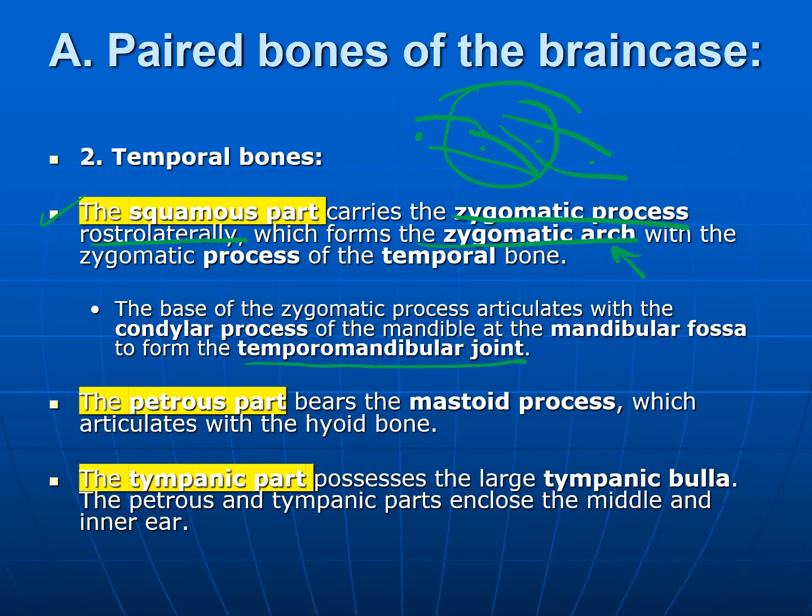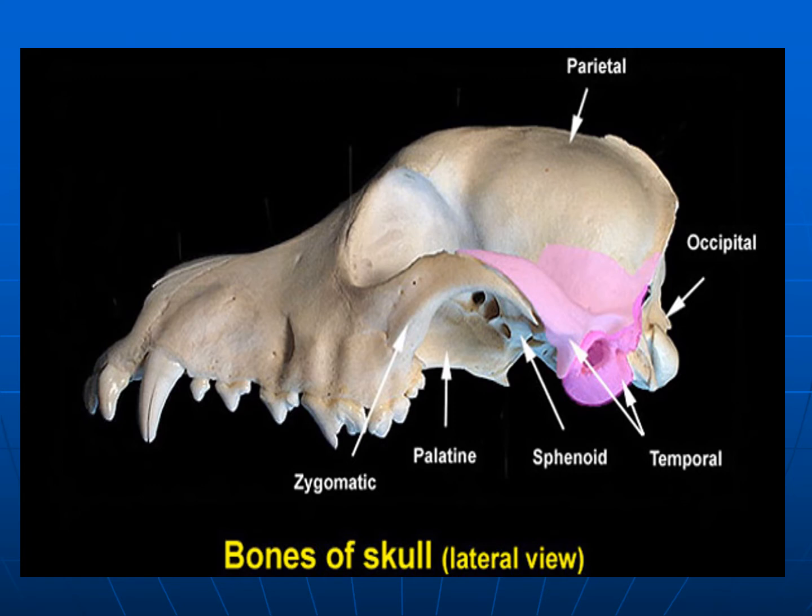The second part we have is the petrous part, and this one bears the mastoid process, and this is the only part that is visible from this side. This is number 1, number 2, and here we have number 3, which is the tympanic part, which possesses the large tympanic bulla. Usually, the petrous and the tympanic parts enclose the middle and the inner ear. So inside these two structures, we have parts of the middle and inner ear. This is the area of the tympanic part, and this is the opening, the external acoustic opening.